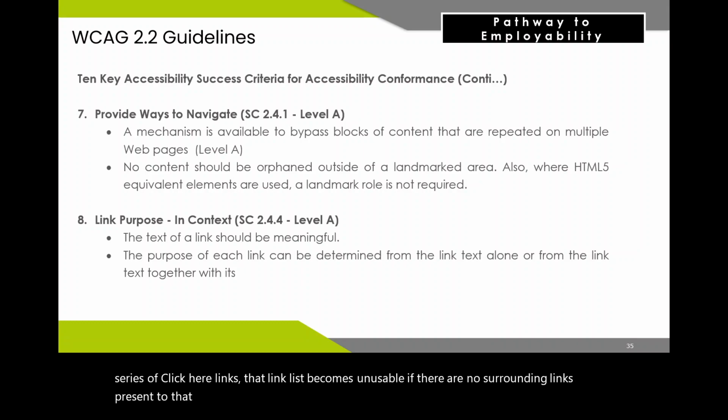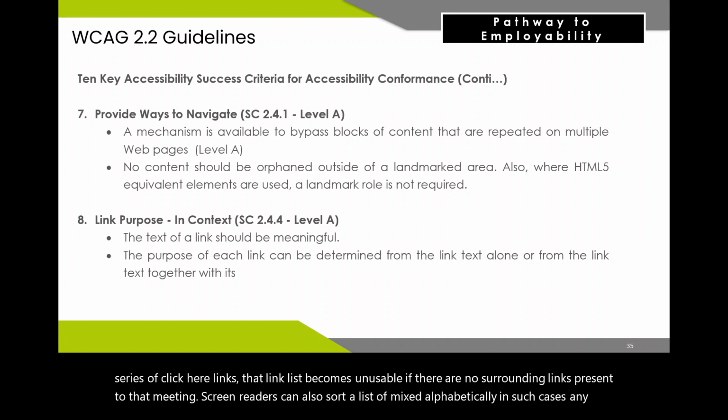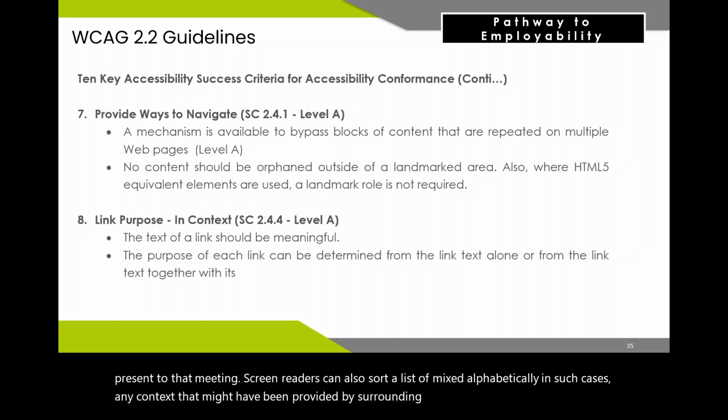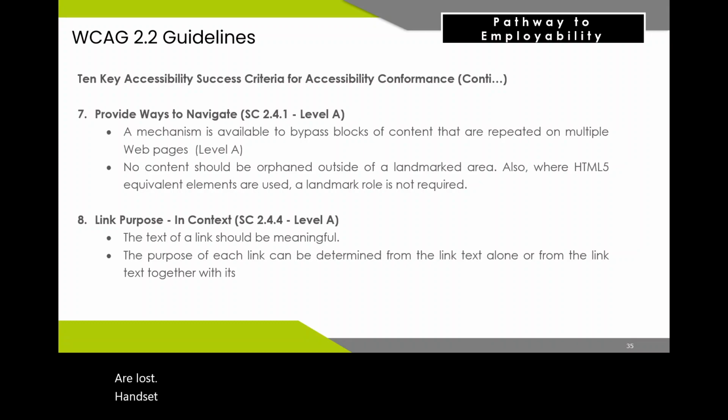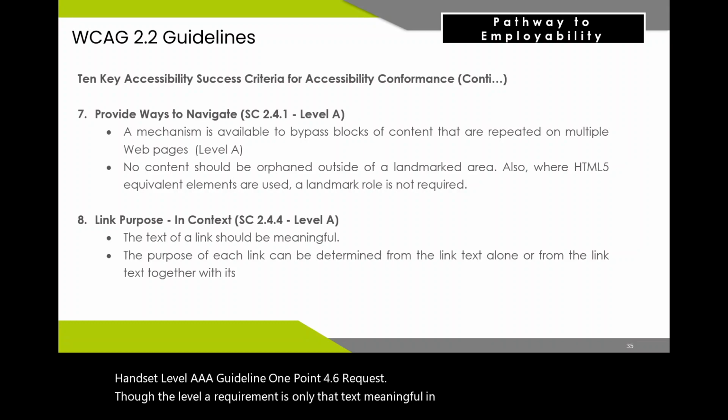Screen readers can also sort a list of links alphabetically. In such cases, any context that might have been provided by surrounding links, such as news article titles in the example above, are lost. Hence at Level AAA, Guideline 1.4.6 requires that link text be meaningful on its own. Though the Level A requirement is only that link text be meaningful in context, it is good practice to use link text that is meaningful on its own.